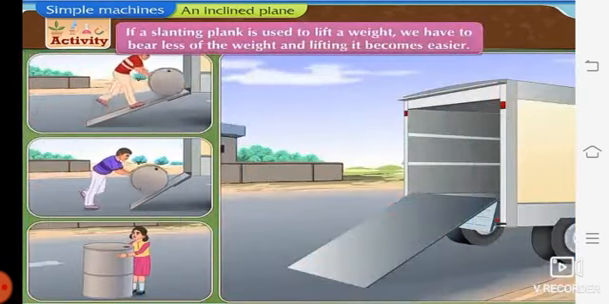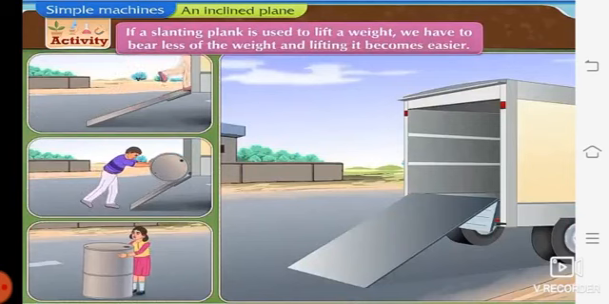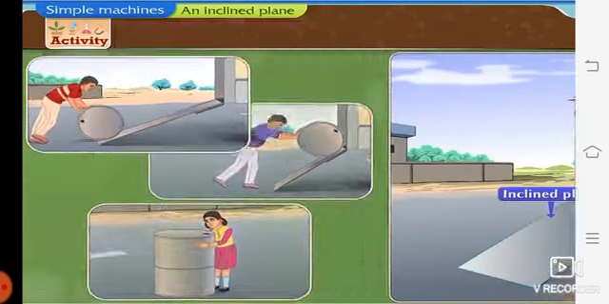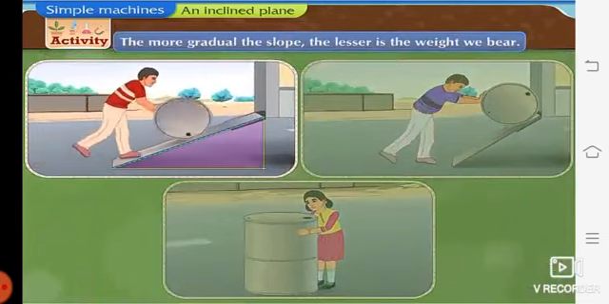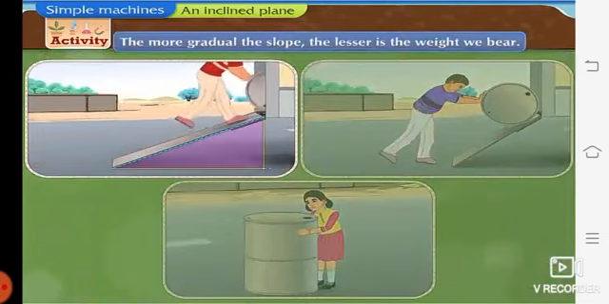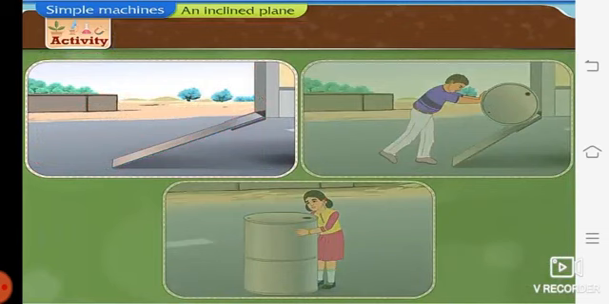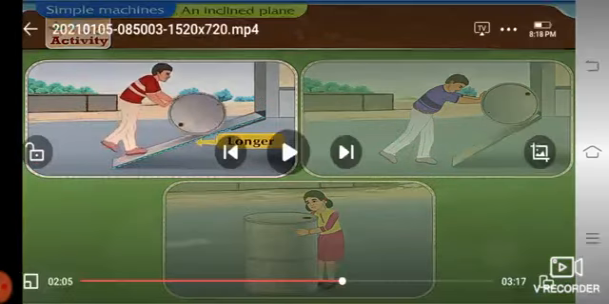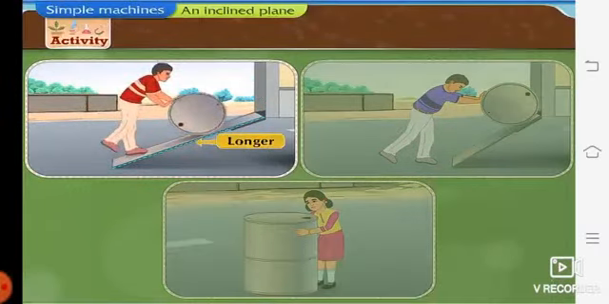If a slanting plank is used to lift a weight, we have to bear less of the weight and lifting becomes easier. Such a plank is called an inclined plane. The more gradual the slope, the lesser is the weight we bear, but an inclined plane is longer. So children, when the slope is longer, we require less energy to load any object.